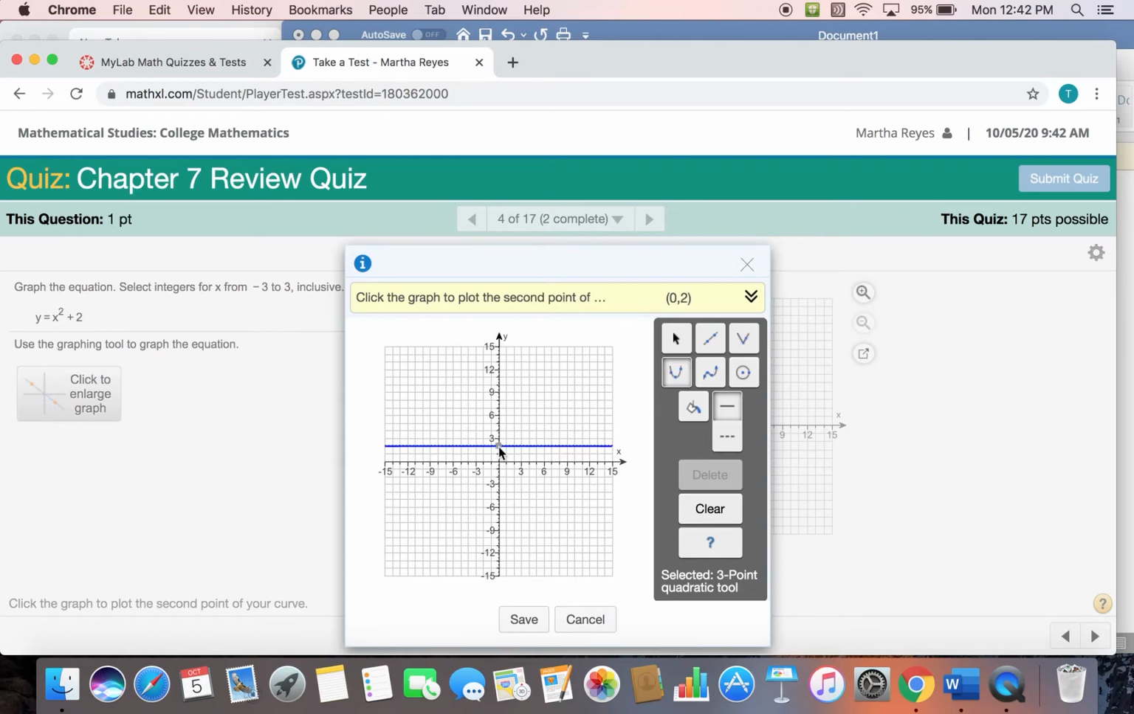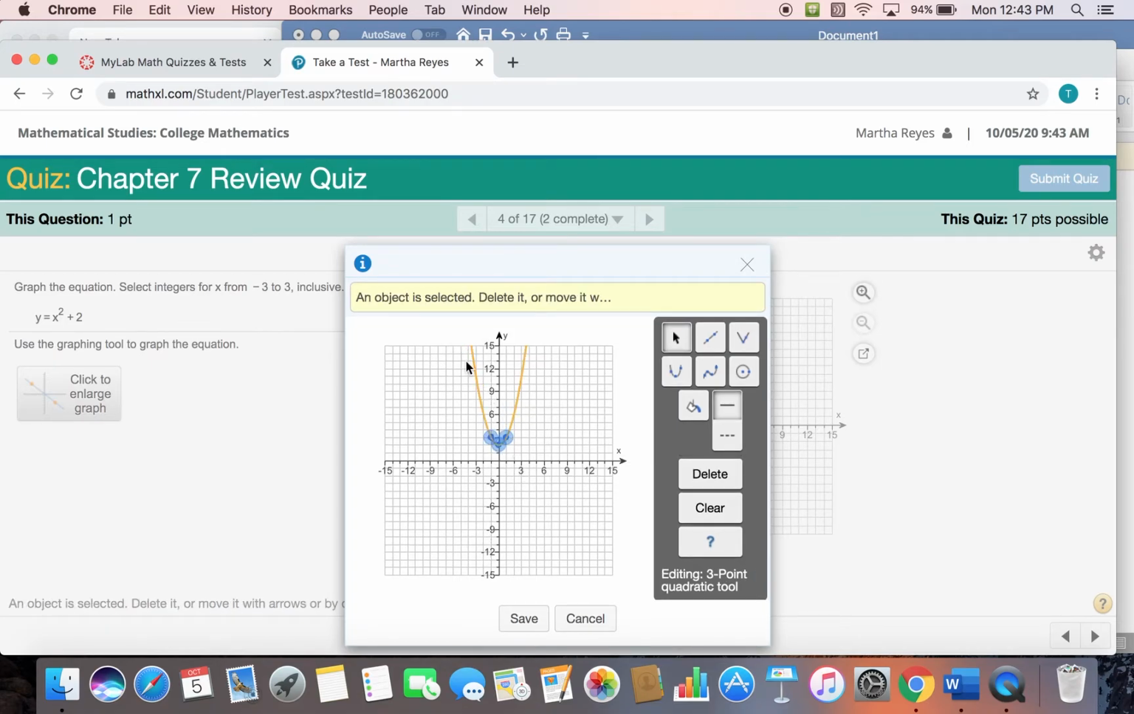Now the next point, you can see as I move this will kind of affect the shape of it. Let's put point 1 in here. It says negative 3 to 3 inclusive, so we have to plot pretty much every single point. 1 squared, so x is 1, squared is 1, plus 2. It's going to make that 3. So where x is 1, y is 3. Now where x is negative 1, it's going to be exactly the same. It's going to be 3 as well, because negative 1 squared is 1, plus 2 is 3.